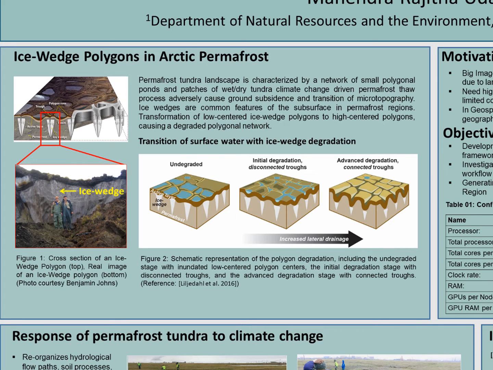Permafrost tundra landscape is characterized by a network of small polygonal ponds and patches called ice-wedge polygons. Figure 1 shows a cross-section of an ice-wedge polygon. Transformation of low-centered ice-wedge polygons into high-centered polygons occurs, causing degradation of the network. Figure 2 shows the degradation of ice-wedge polygons.